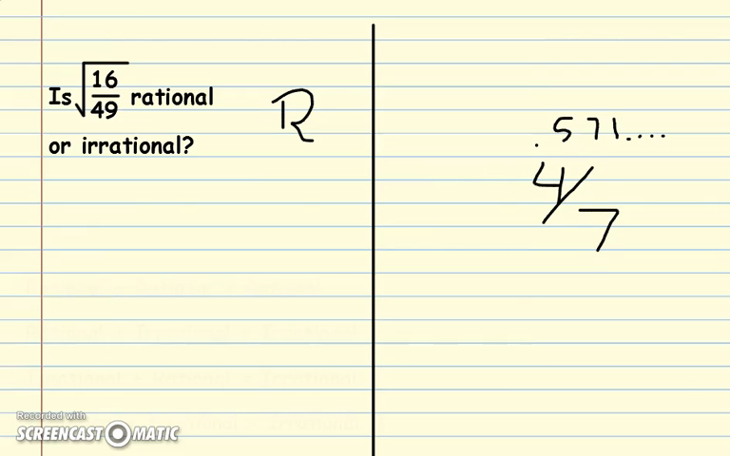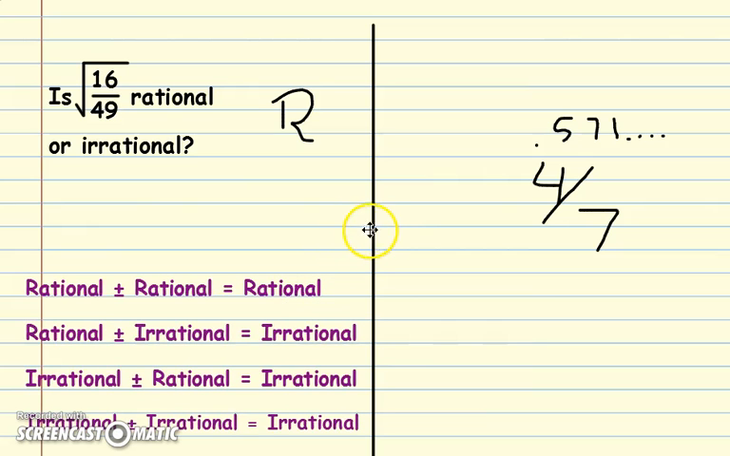Now today we're going to talk about the sums and differences of rational numbers. So there's a few rules that you're going to want to write down to remember. And here they are. The sum or difference, and this plus minus means adding or subtracting. When you add or subtract two rational numbers, your answer is going to be rational. When you add or subtract a rational and an irrational, the sum or difference will be irrational.